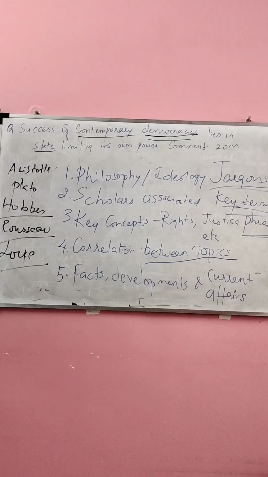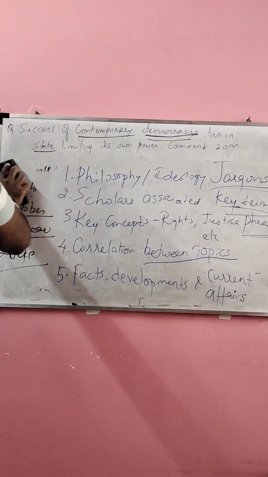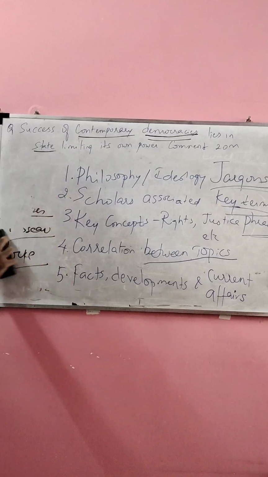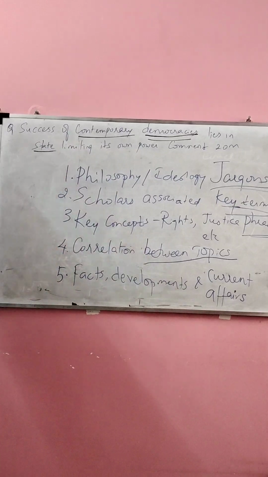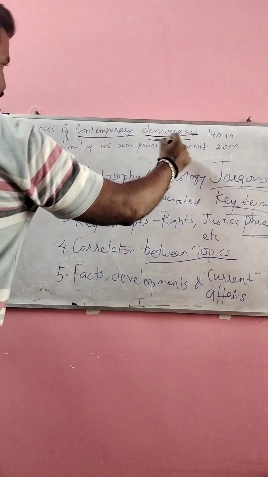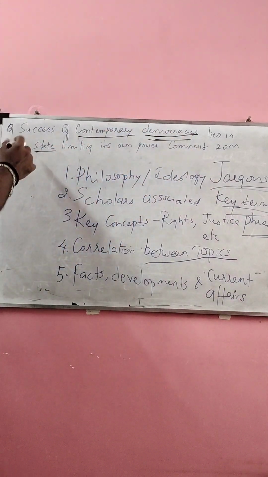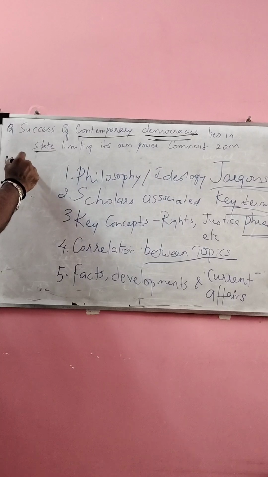Okay, you have to bring in the key terms and phrases accordingly. Okay, state is prior to man. This is the organic theory. Man is prior to the state. This is the liberal theory. Next, key concepts and key themes. What are the key concepts? The concepts associated with democracy and state are minimal state.